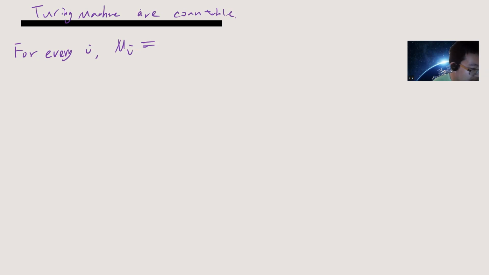Okay, so for every integer i, we define M_i. We know that Turing machines are countable. So Oracle Turing machines are also countable for a given oracle. For every i, we can define M_i^B to be the i-th Oracle Turing machine. So each i will label a Turing machine.